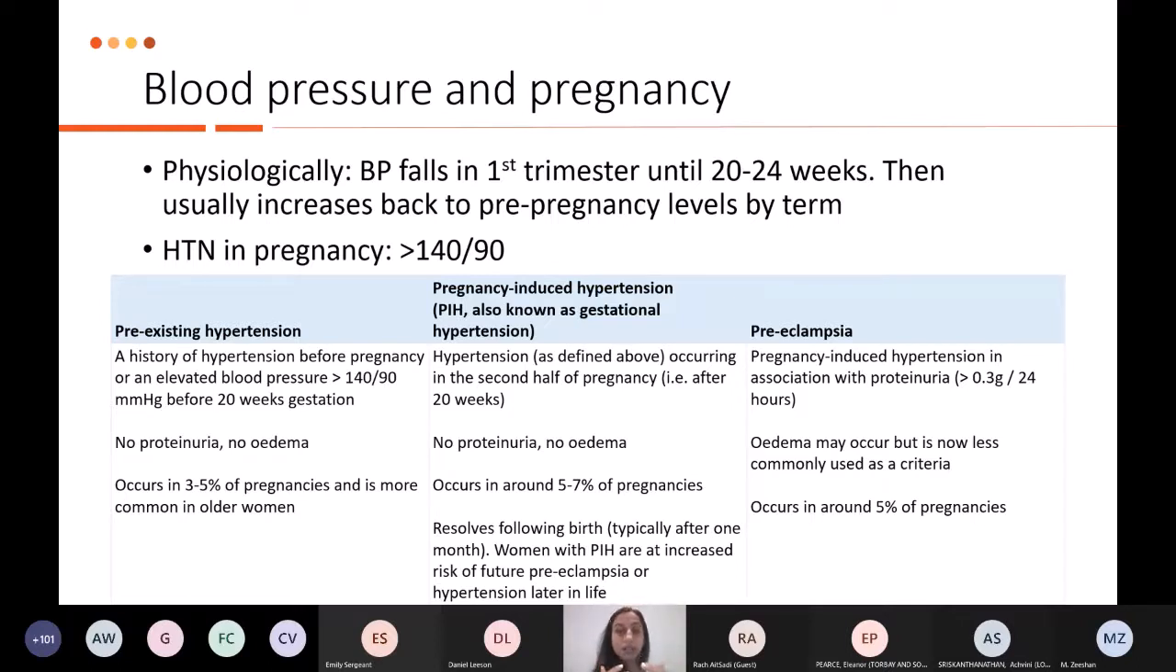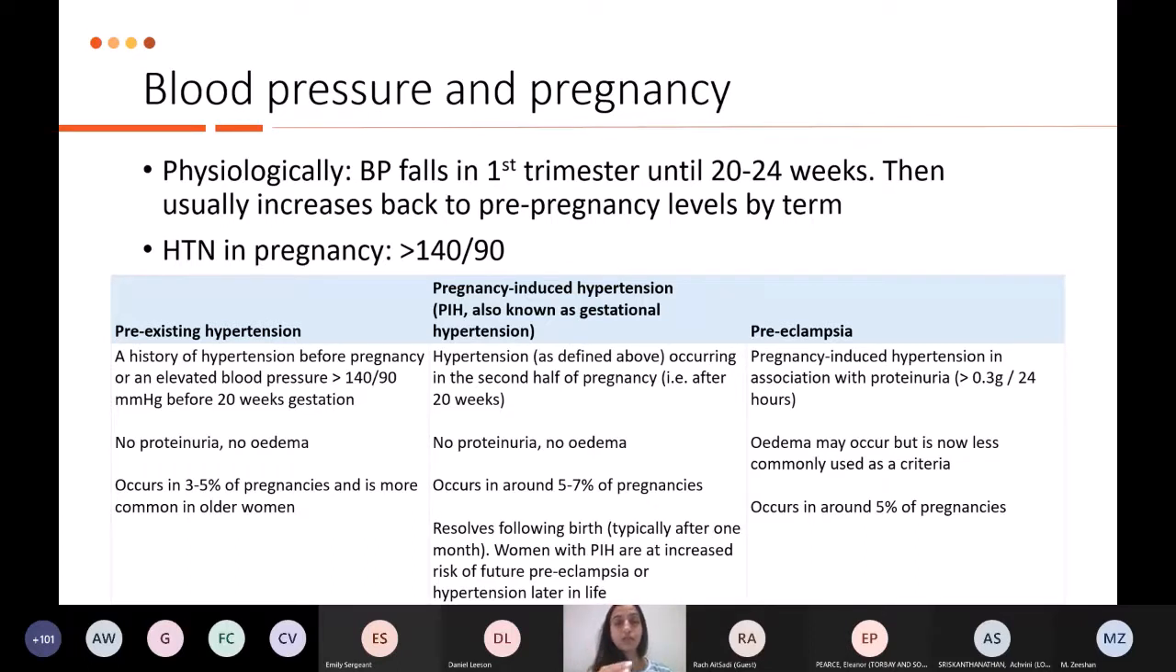Thinking about how we classify blood pressure in pregnancy, our lady had pre-existing hypertension, so she had known high blood pressure even before she got pregnant. So we would classify her as having pre-existing hypertension. Anyone who's got a blood pressure of 140 over 90 before 20 weeks, but has no protein in their urine and no edema, we would classify as having pre-existing hypertension.